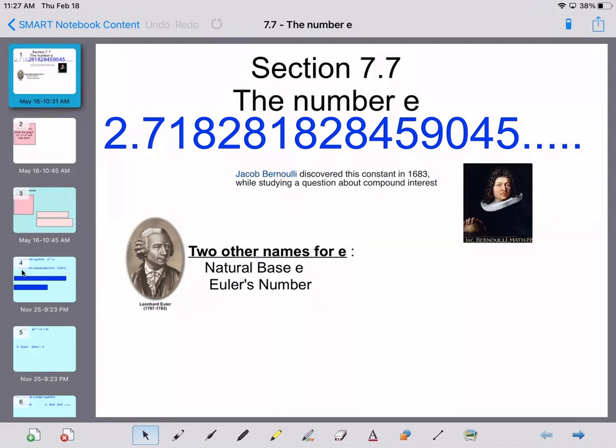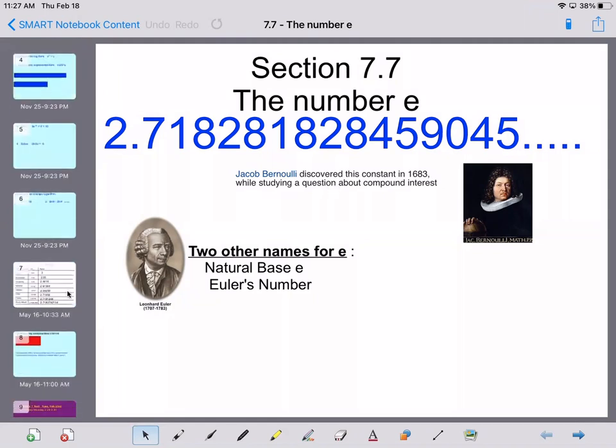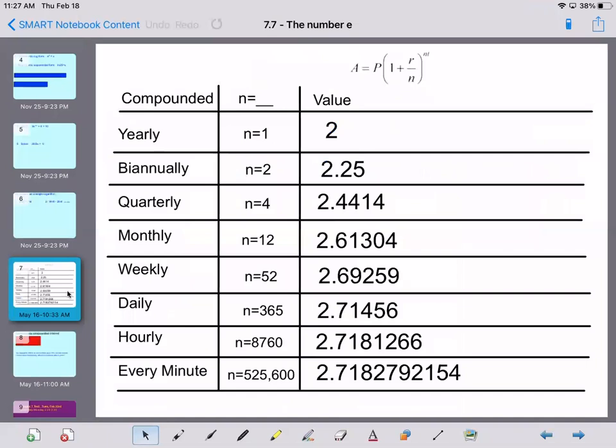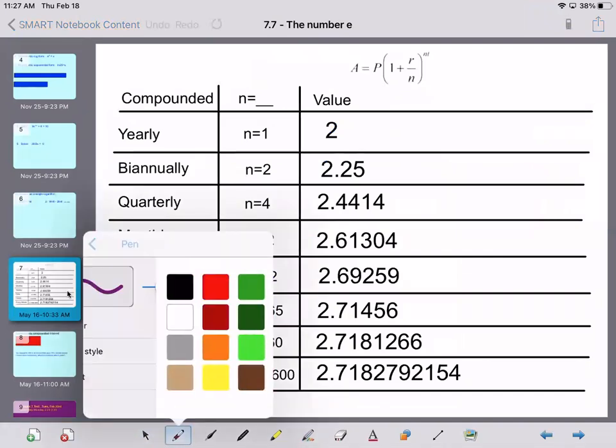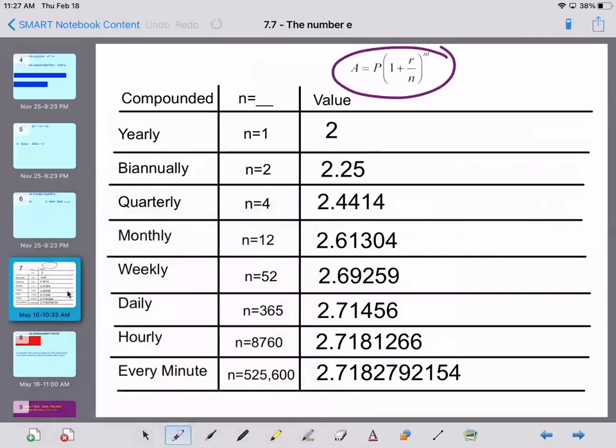Now, it was discovered with compound interest. I'm just going to show you this. You do not need to copy this or anything like that. Just look. Here is our compound interest formula up at the top. What happened when he discovered this was he made the principal 1, so like $1. He made the rate 100%, which is 1. And then he made the t 1. And then he kept playing around with the n value, how often you're compounding.